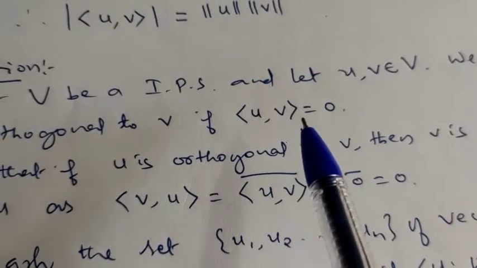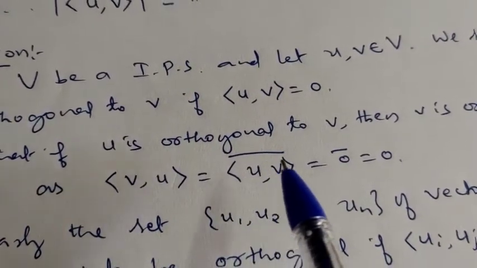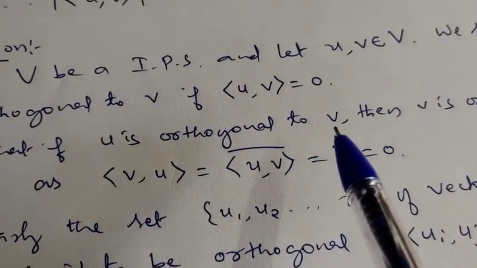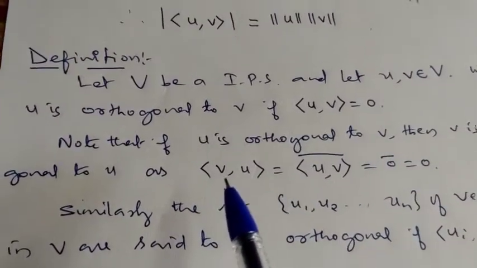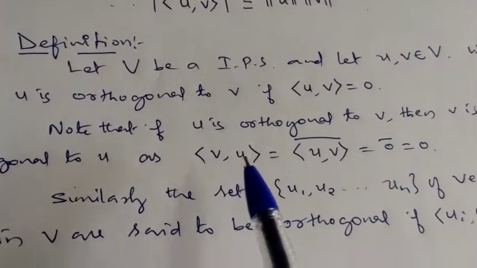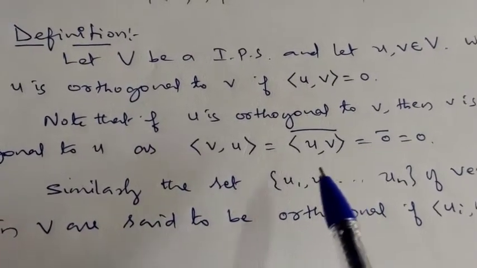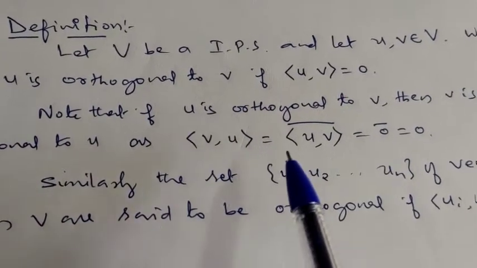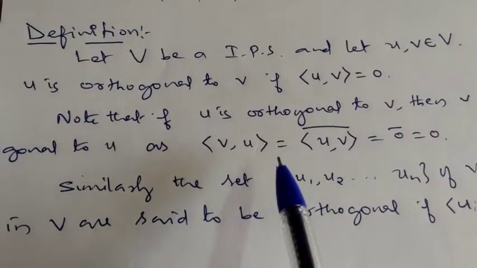If the inner product of u comma v is 0, then we say u is orthogonal to v. Also, the inner product of u comma v being 0 means the inner product of v comma u is the conjugate of u comma v, that is 0 bar, which is 0. So if u is orthogonal to v, then v is also orthogonal to u. Geometrically, orthogonal means perpendicularity. If u is perpendicular to v, definitely v is perpendicular to u.